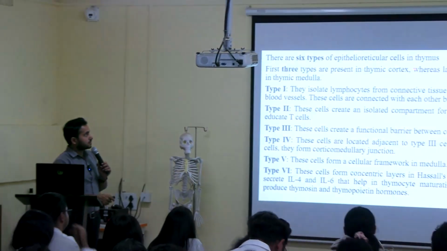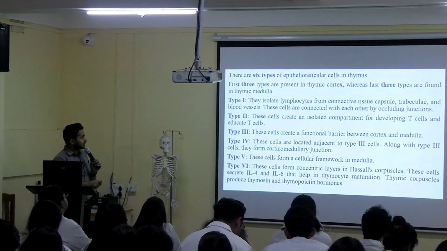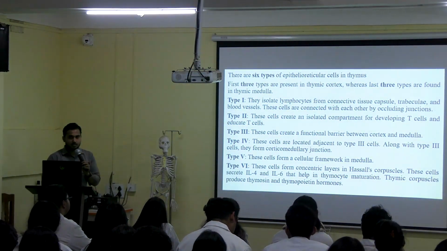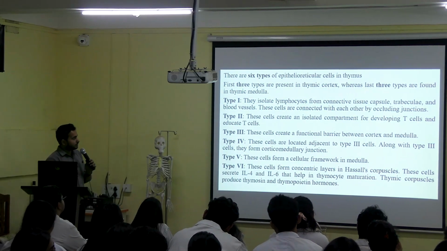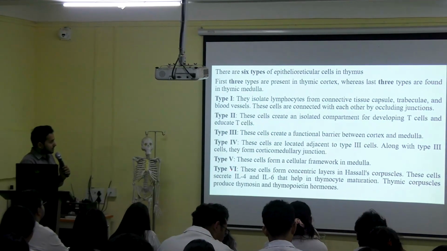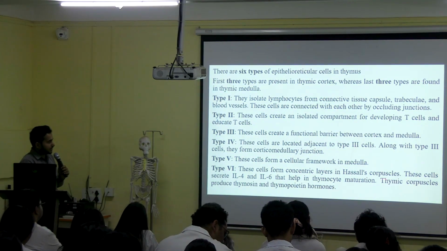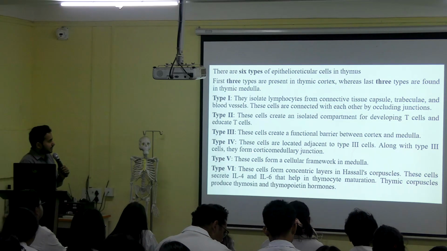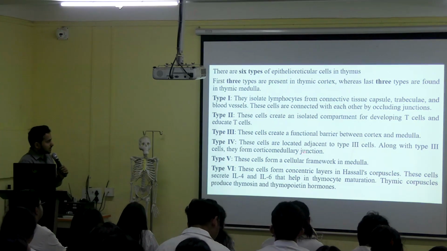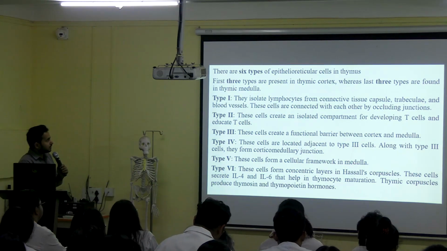So there are 6 types of epithelio-reticular cells in the thymus. As you can see, 3 are in the cortex and 3 are in the medulla, having different functions. Among them, type 6 is very important because it helps in the formation of the Hassall's corpuscles. After that, type 4 is located adjacent to type 3. Along with type 3, it forms the corticomedullary junction. And then type 5 is the cellular framework of the medulla.